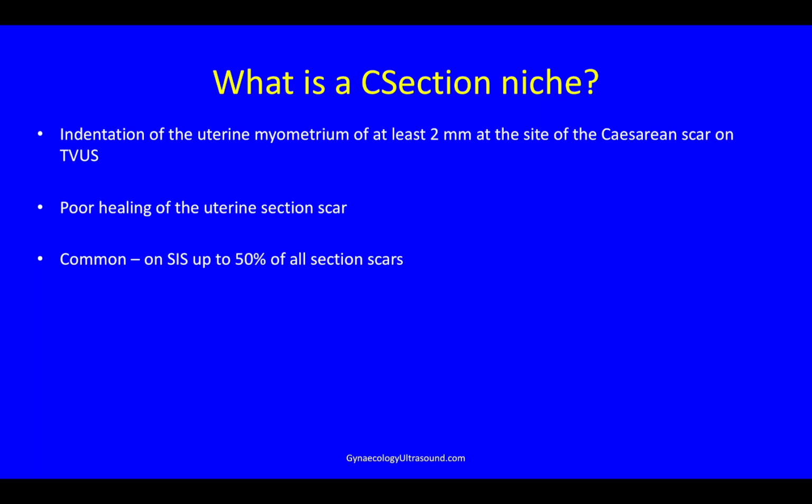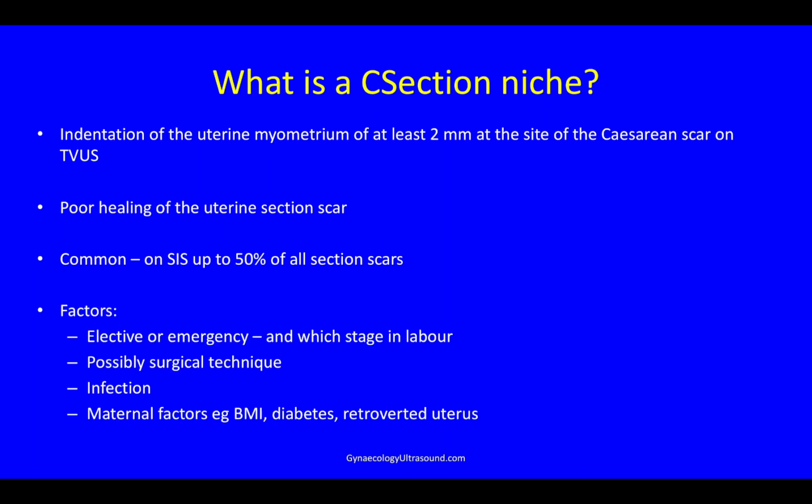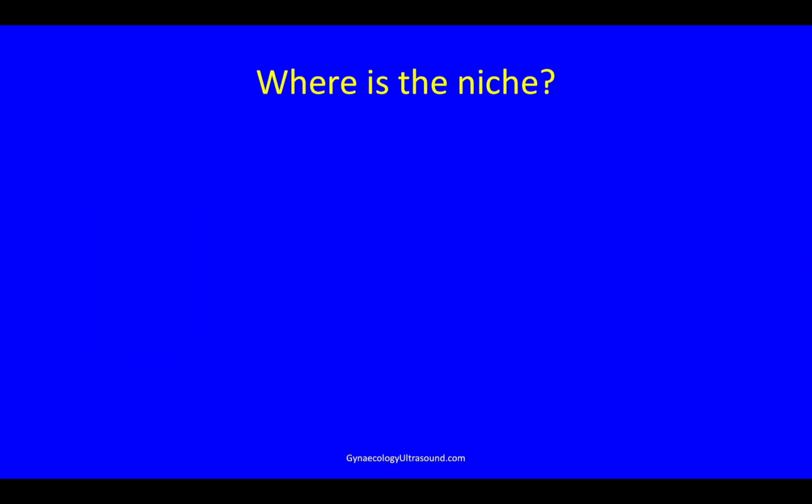About half of all section scars have a small niche, and the factors in the development of a niche are not 100% clear, but it probably depends a bit on whether the surgery was done electively or as an emergency and at which stage of labour, possibly section technique, whether or not there was infection, and some maternal factors.